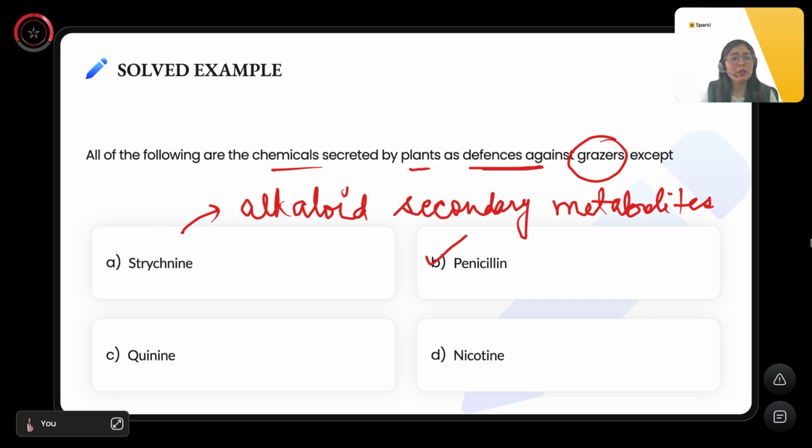And why are these chemicals produced? So that they can avoid these grazers to feed on these plants. Okay, so penicillin here, beta, you will see is not an alkaloid. What is penicillin? It is an antibiotic which is synthesized and secreted by Penicillium. Okay, clear? So let us move on to the next question.